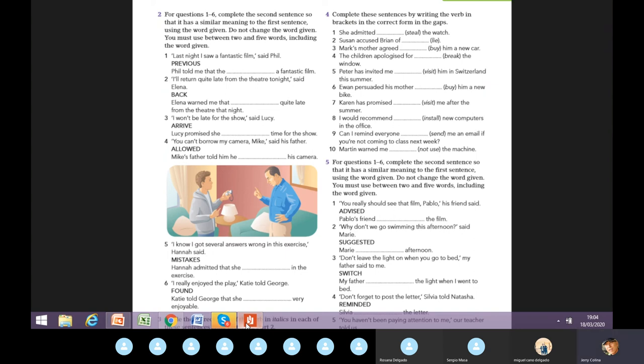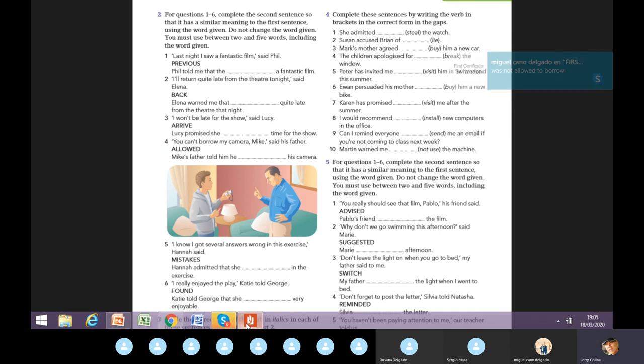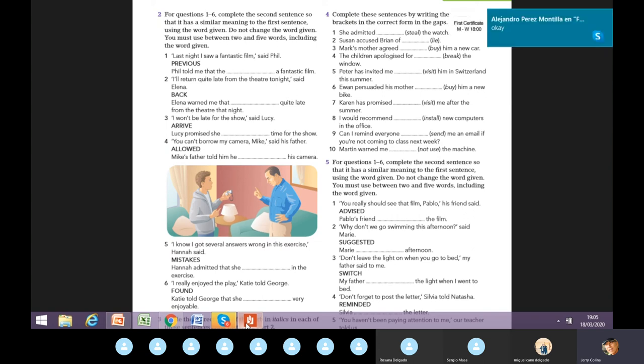Was not allowed to take. I prefer borrow, Alex, though take is not a crazy idea. I think borrow is better because they are using borrow in the original sentence, right? Take is not a bad idea, I repeat. But in the exam, if they use borrow, please use borrow. Mike's father told him he was not allowed to borrow his camera. Do you understand, Alex? Thank you very much, friend.